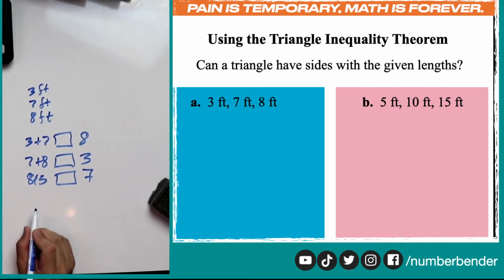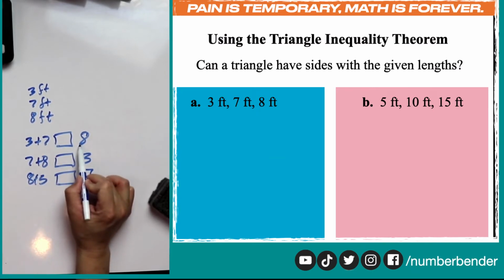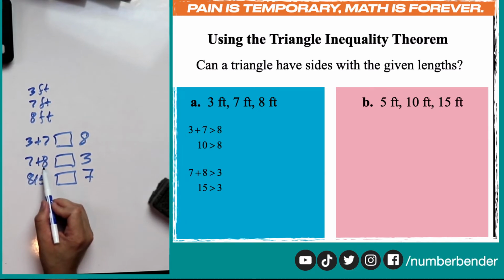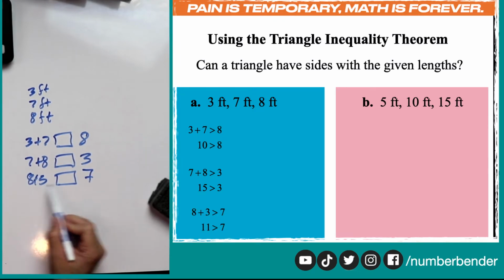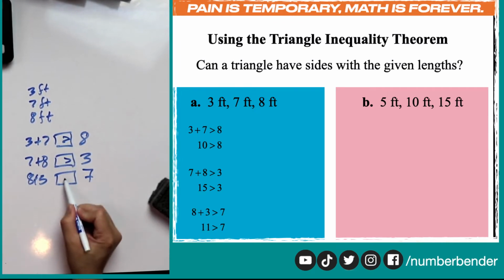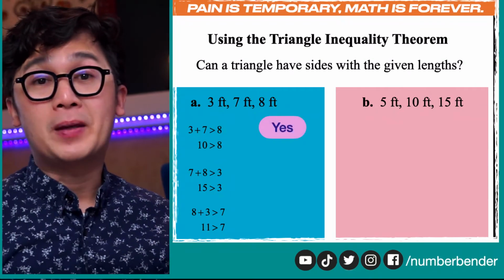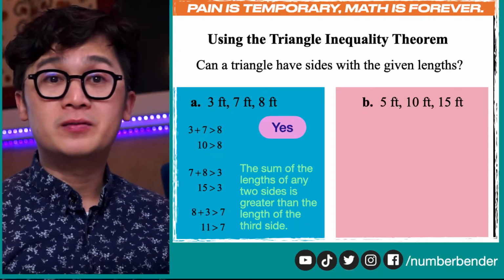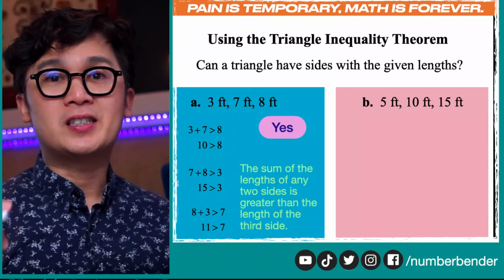And to check that, if we add 3 plus 7, that is 10, and 10 is indeed greater than 8. And if we add 7 plus 8, that is 15, which is also greater than 3. And 8 plus 3 is 11, so it's also greater than 7. So all three inequalities are true. That means this triangle is a valid triangle, because when we pick any two sides, we see that their sum is indeed greater than the third side. So this is how we use that theorem.